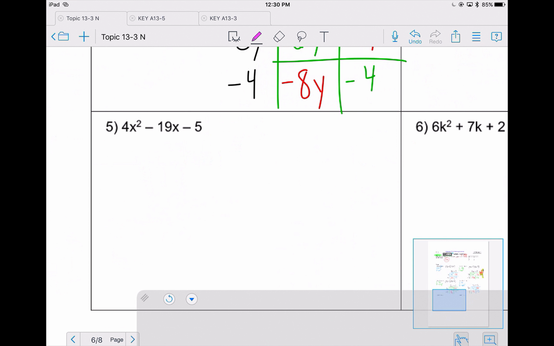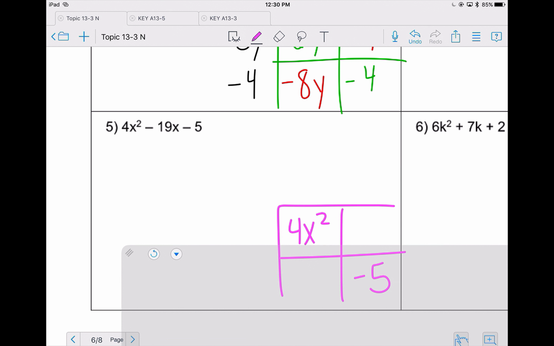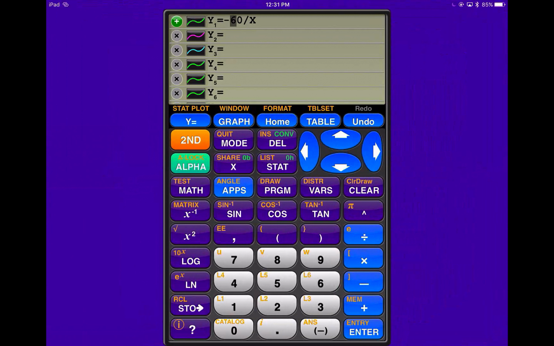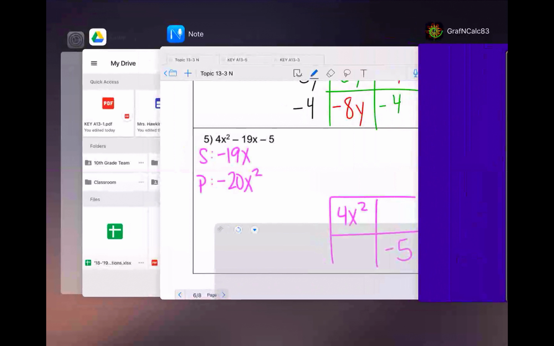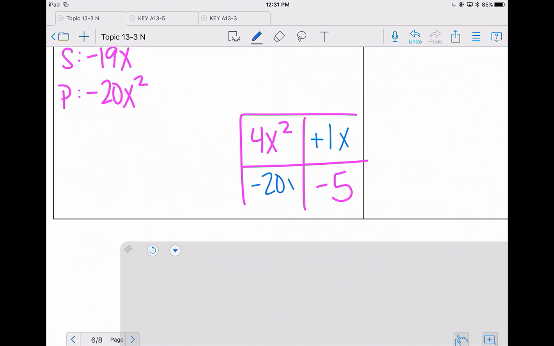Problem 5, 4, 19, and 5 do not share any numbers, so there's no GCF. I write my first and last, multiply them for my product. My sum is the one not listed in the box, but listed in my problem. So I put negative 20 in y equals, and I look in the table for two numbers that could get me to negative 19. 1 minus 20 would give me negative 19. So from the calculator, I have a 1 and a minus 20.